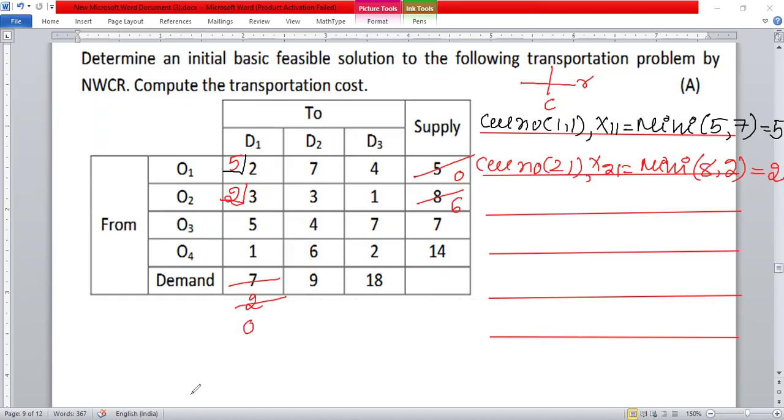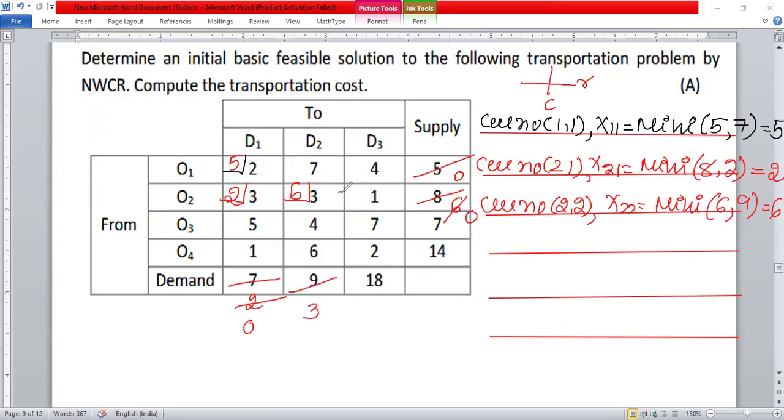Now column 0 has happened, we'll move on to row. What is the cell number? Cell number 2, 2. So x22 is equal to the minimum of the row endpoint, supply 6, and the column endpoint, demand 9. In this, the minimum of 6, 9 is 6. 6 minus 6 is 0, 9 minus 6 is 3.